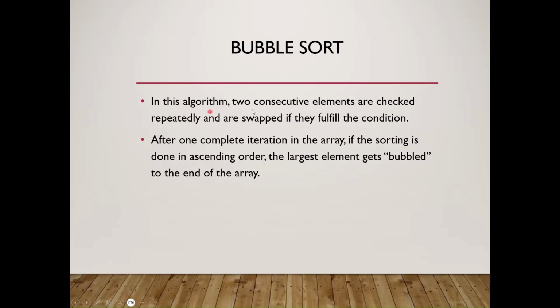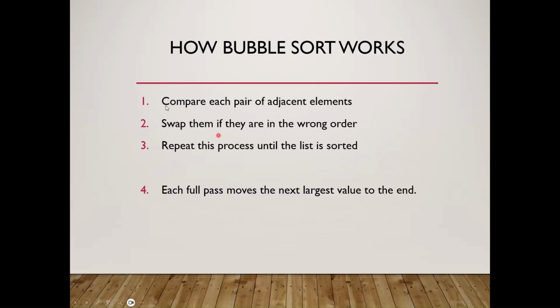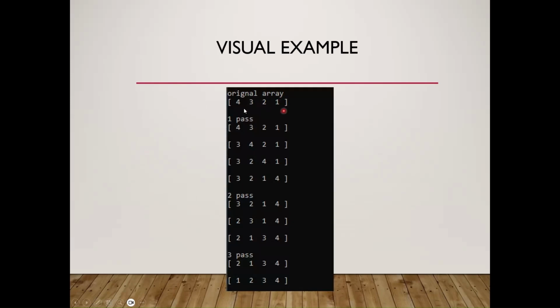In bubble sort, two consecutive elements are checked repeatedly and are swapped if they fulfill the condition. Whenever a full iteration in the array is completed, the biggest element of the array gets bubbled to the end of the array. These are the steps: compare each pair of adjacent elements. If the first element is greater than the second one, and we are sorting in ascending manner, we swap them, and we repeat this process until the whole array is sorted. And now there's a visual example.